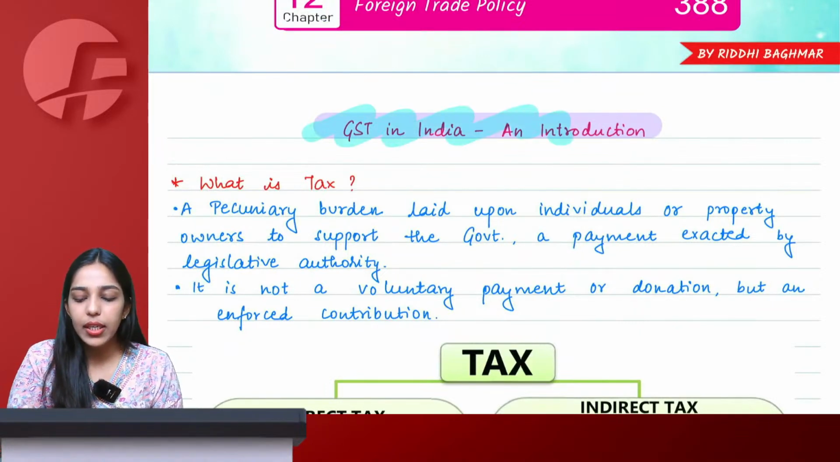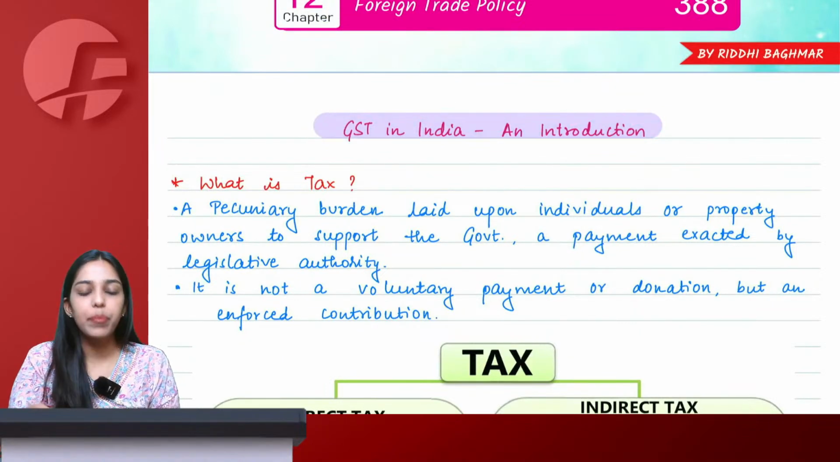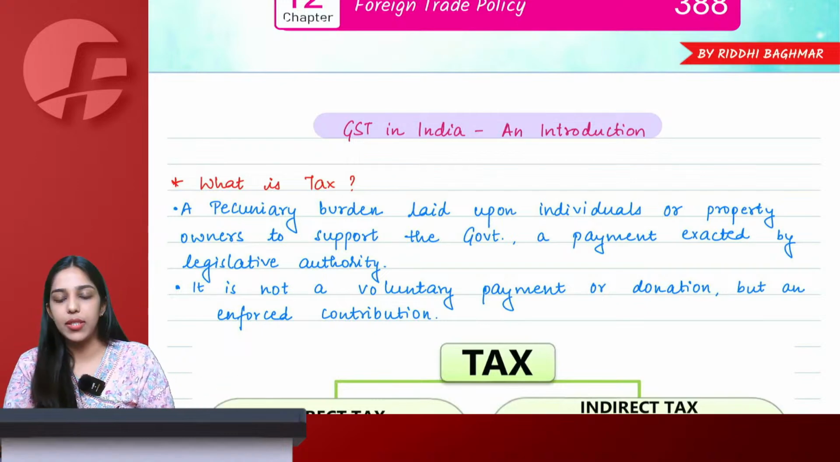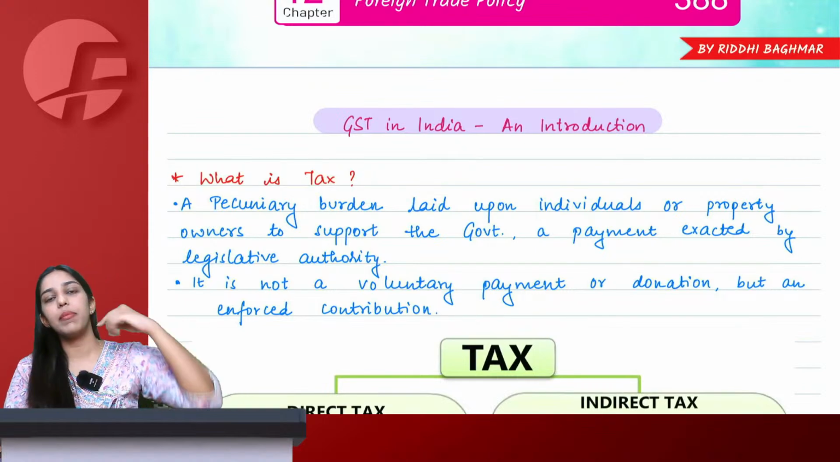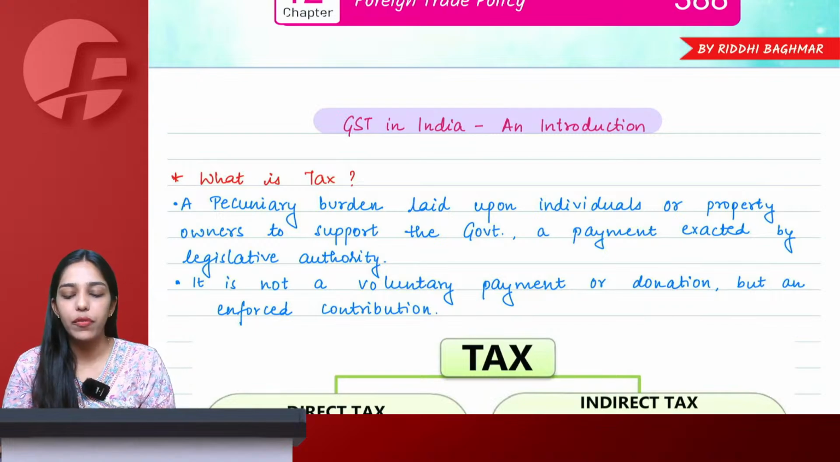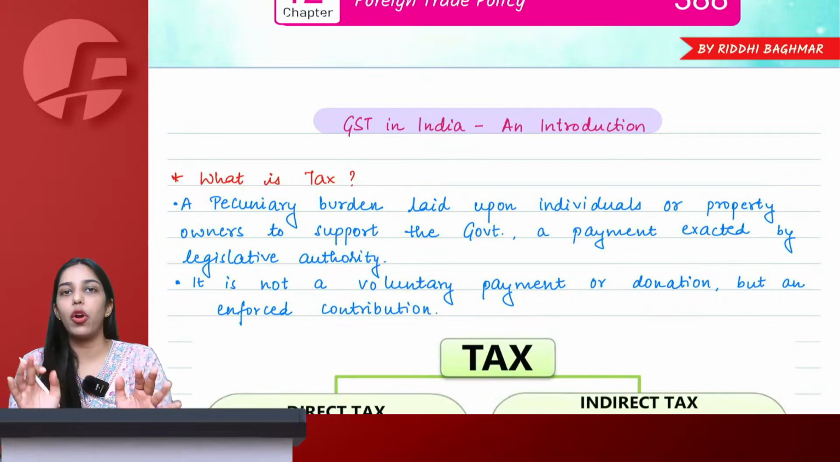Now GST in India and introduction. This chapter is now not in your syllabus. So initially I used to give notes of like 10-15 pages for this chapter, but now in the new syllabus that is applicable May 24 onwards, this chapter is removed from your syllabus.